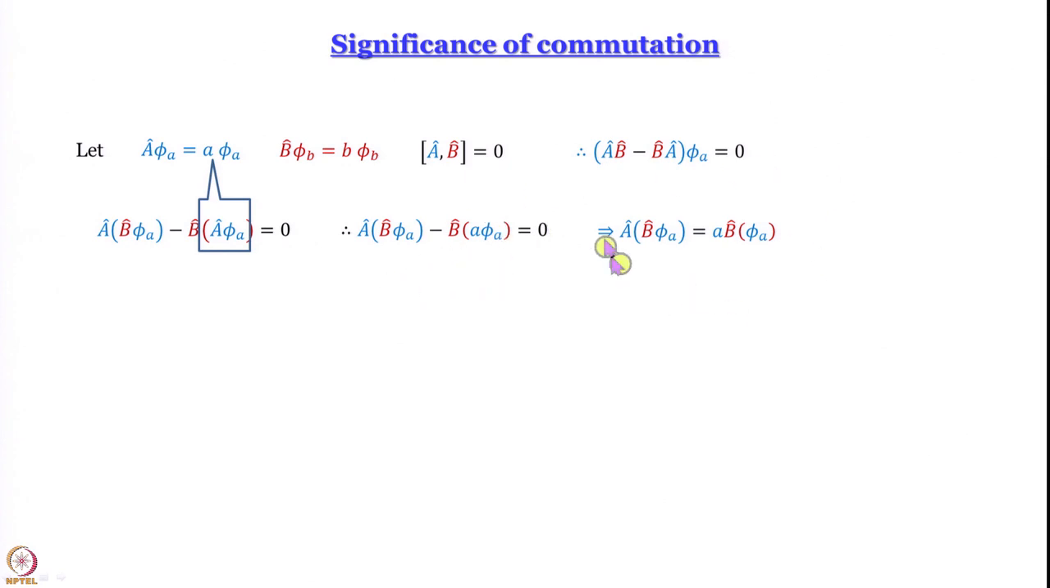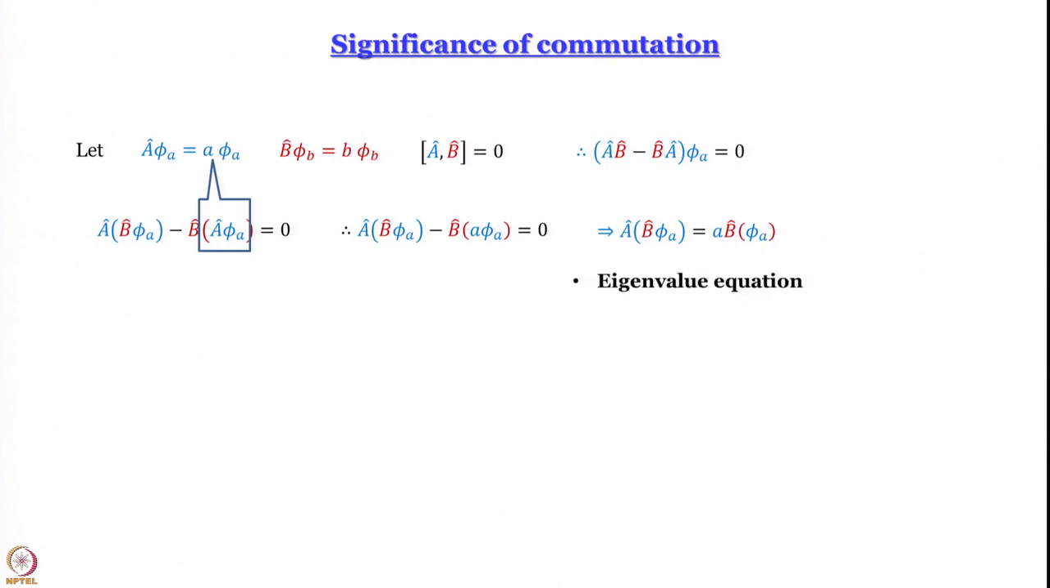Moreover, remember we are using linear operators. So, an operator operating on a wave function multiplied by a constant gives you that constant comes out and the operator operates on the wave function. Well, in case you did not understand what I said, this is what it means. It means B operating on phi A multiplied by a, remember a is a constant, is equal to a multiplied by B operating on phi A. So, A operating on B phi A is equal to a multiplied by B phi A.